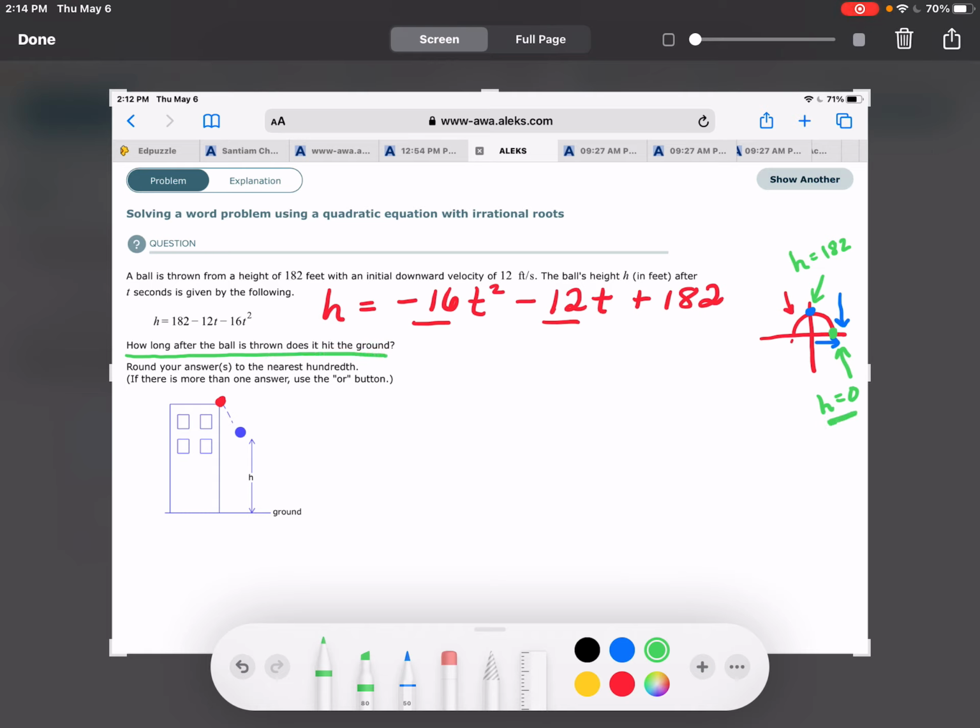So we're talking about this. When it hits the ground, h is going to be 0. So let's go ahead and plug that into our equation. We have 0 equals negative 16t squared minus 12t plus 182. And we need to solve for t.